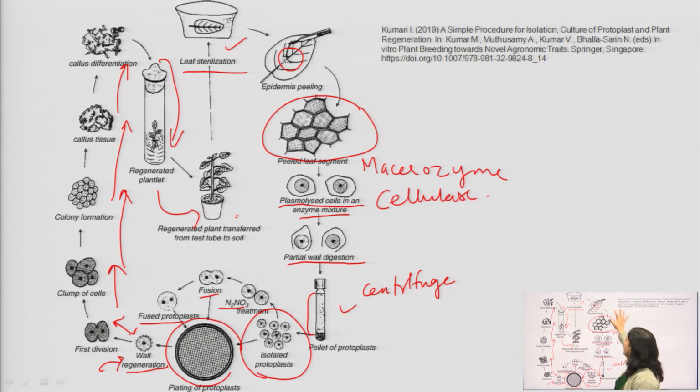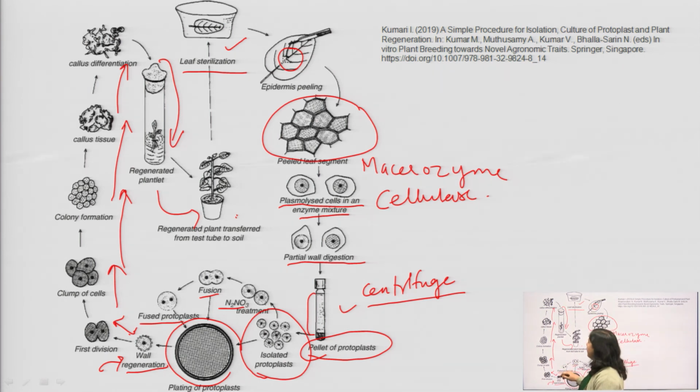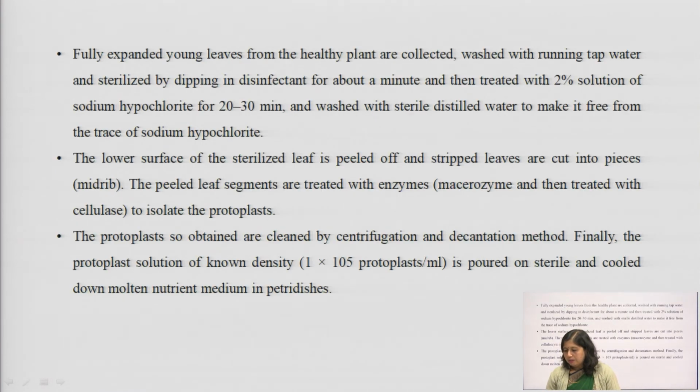So, the main step here is that we have used mesozyme or cellulase for removing the plant cell wall from the plant cells. The next important step is centrifugation, where the cell walls got separated and a pellet of protoplasts was formed. This pellet was then plated into a particular medium where we fused it with other protoplasts and developed our new type of cell, and after that a callus was formed. From the callus we could regenerate our entire plantlet.